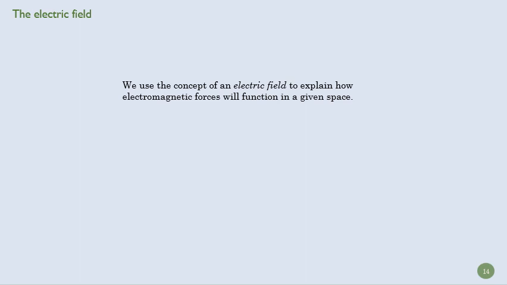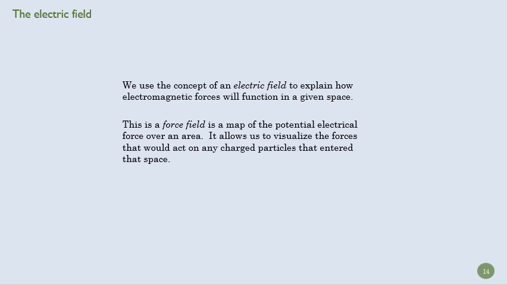If we have a charge or a set of charges, how do they create a field such that if a charge moves through that field, it's going to be affected by that field and forced to accelerate in one direction or another? So this is a force field that allows us to visualize the forces that would act on any charged particle that entered that space, in much the same way that any massed particle that enters the solar system is entering the gravitational field of the sun.